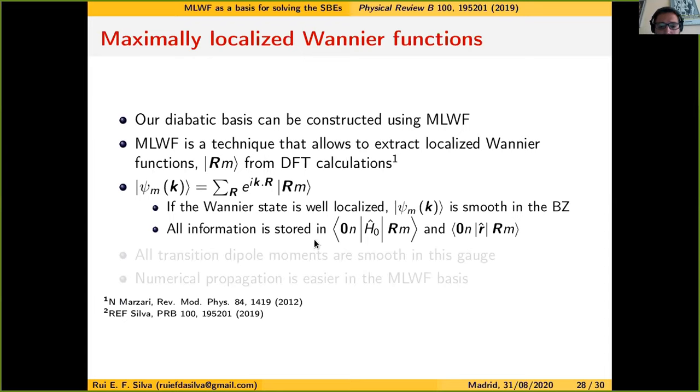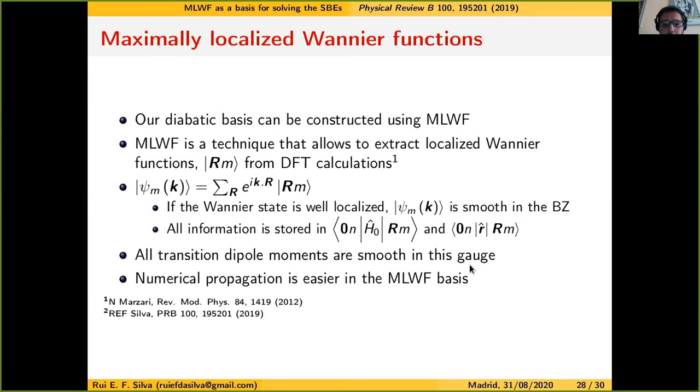And then all the information is going to be stored in these two matrix elements. This is the Hamiltonian matrix elements between the Wannier states, and this is the dipole matrix elements between the Wannier states. Then all transition dipole moments are smooth in this gauge, and numerical propagation is way easier in this basis. I would like to recommend our recent paper that explains this in detail.